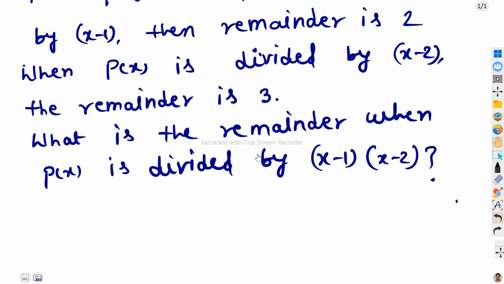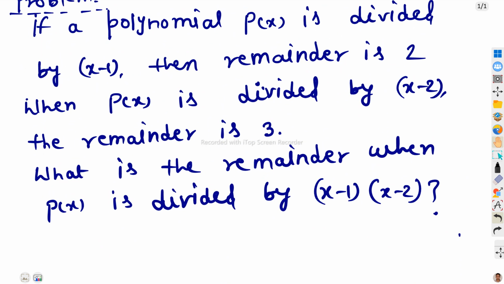So we are going to use these theorems in solving the above stated problem. The problem is: if a polynomial p(x) is divided by x minus 1, then the remainder is 2, and when p(x) is divided by x minus 2, the remainder is 3. What is the remainder when p(x) is divided by (x minus 1)(x minus 2)?